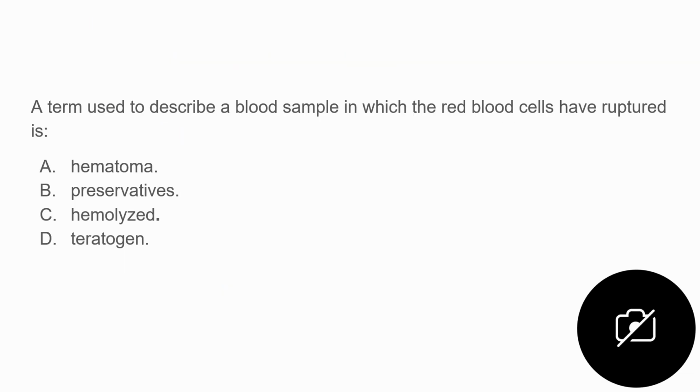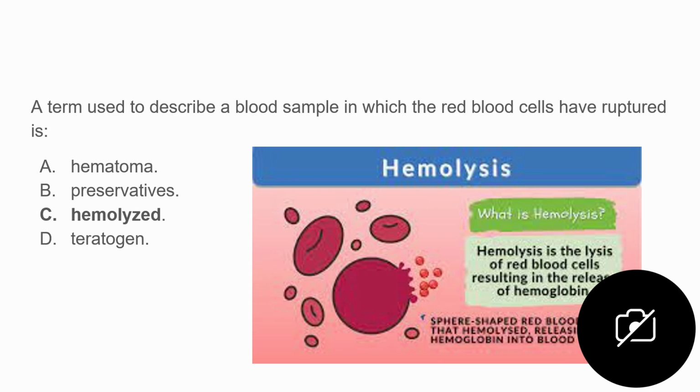A term used to describe a blood sample in which red blood cells have ruptured is called, if you've taken phlebotomy you already know this, hemolyzed. And that's why it's important to adhere to proper phlebotomy techniques: keeping the tourniquet on for no more than a minute or 60 seconds, and using the smallest gauge, the widest needle that's feasible and practical, so that the red blood cells don't burst when they're entering the collection device.